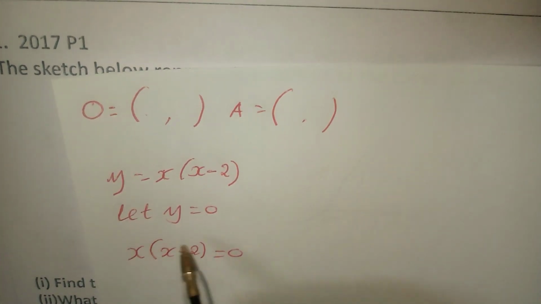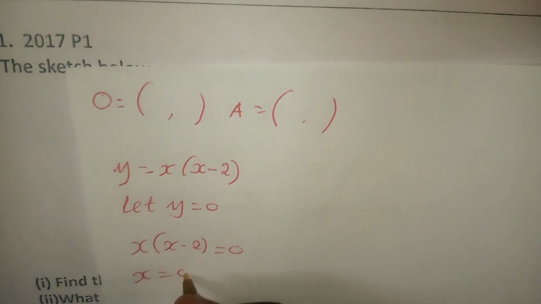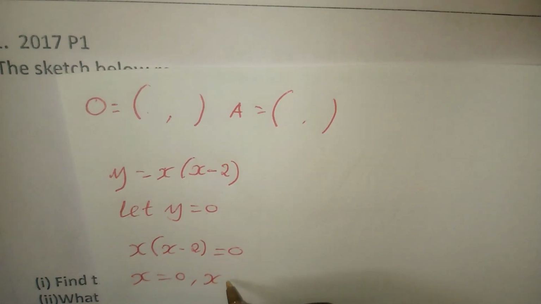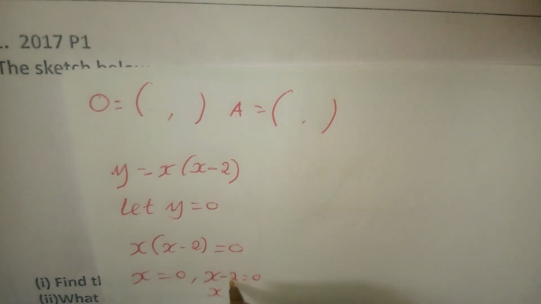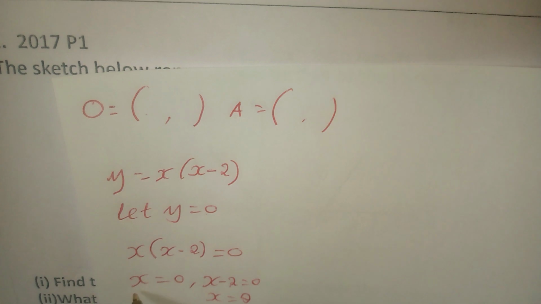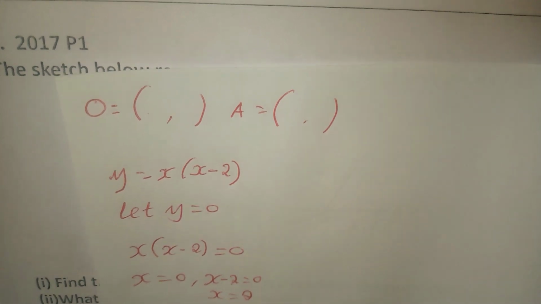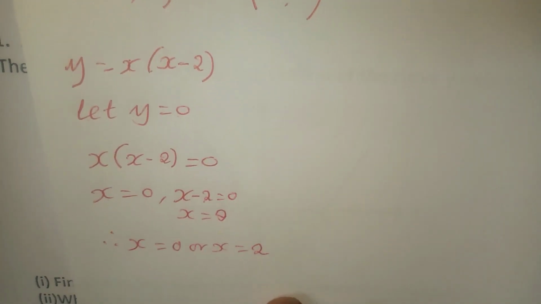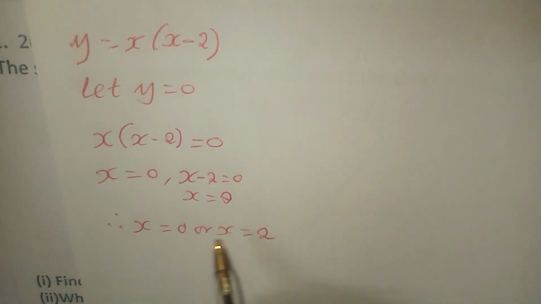Okay, so this is an equation. If this is an equation, you equate each factor to 0. x will be 0, and x minus 2 will be equal to 0, which gives x equal to 2. Cross the other side, it becomes 2. So I've got x equal to 0 or x equal to 2, like that. Okay, hope you're able to see.